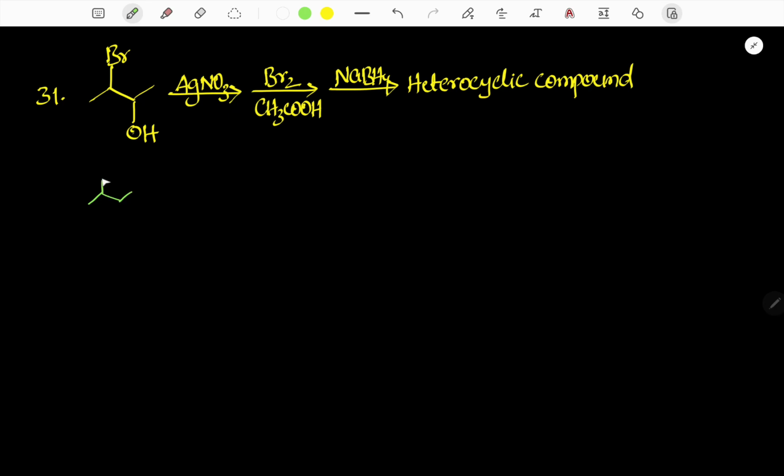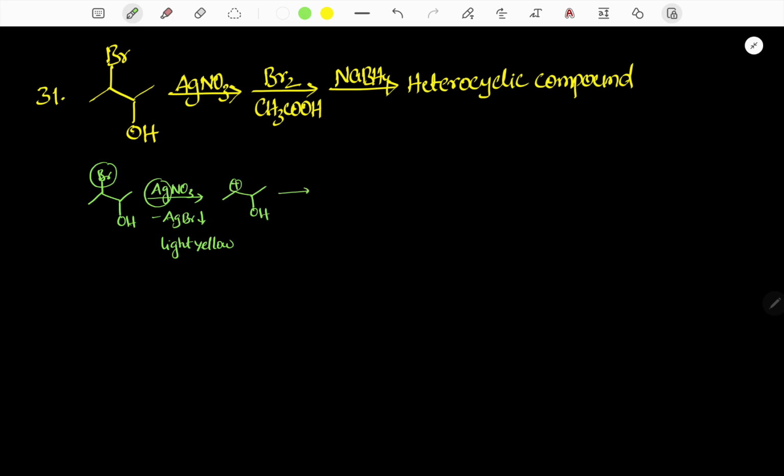The reactant has bromo and alcohol. It is treated with AgNO3. So whenever we see Ag+, it removes the halogen. So AgBr ppt separates, and it is a light yellow ppt. Therefore, by losing halogen, it forms C+.